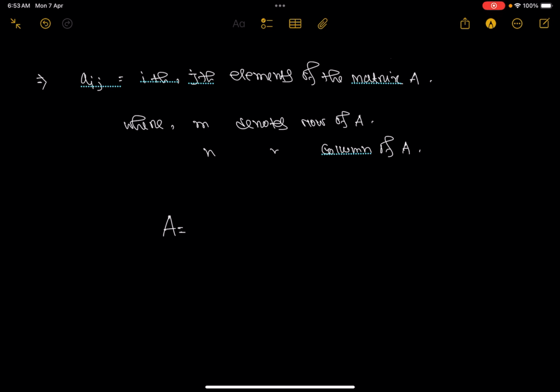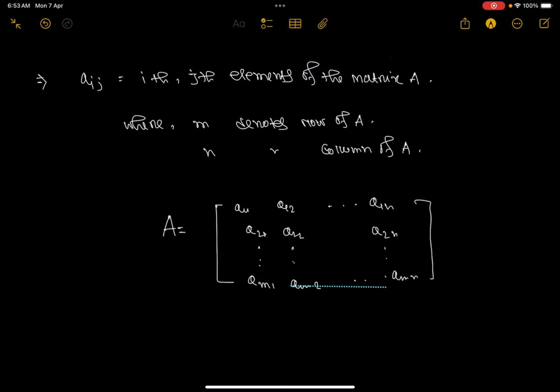Suppose A is a matrix with entries A11, A12 up to A1n, A21, A22 up to A2n, continuing on, then AM1, AM2, up to AMn. This is the size of the matrix, M cross N. M denotes the rows, N denotes the columns of the matrix.